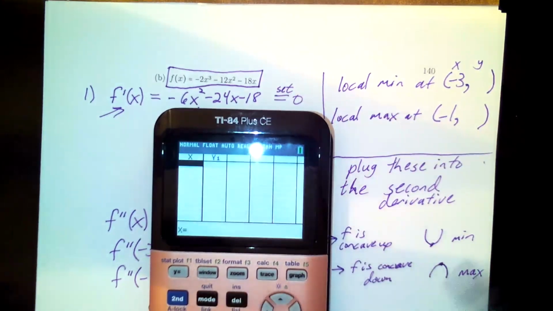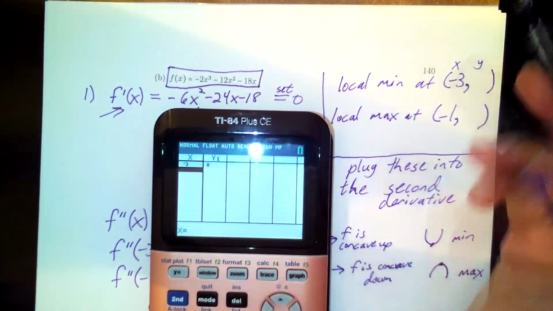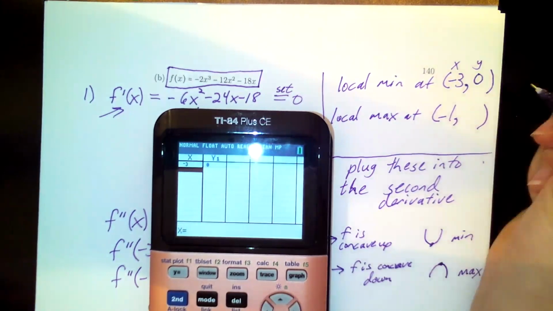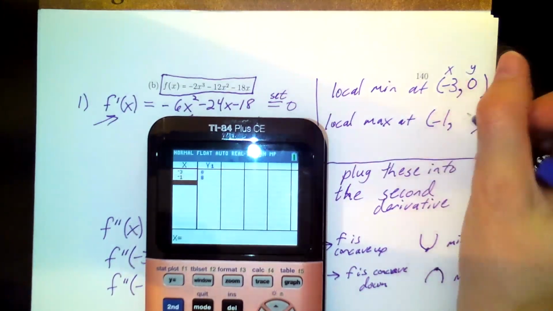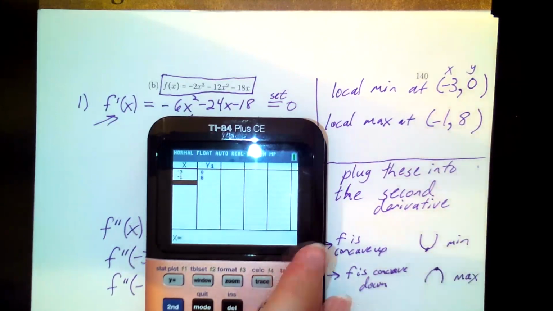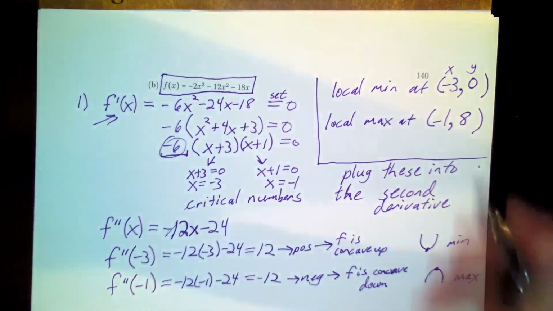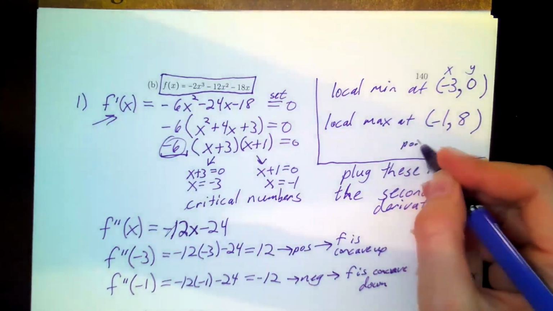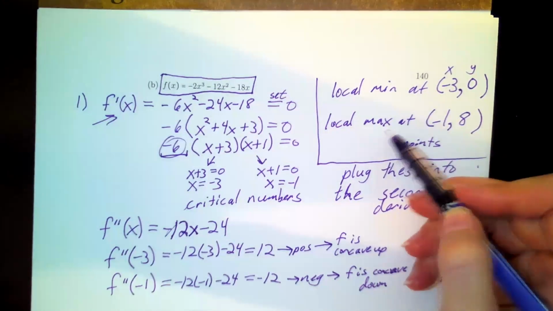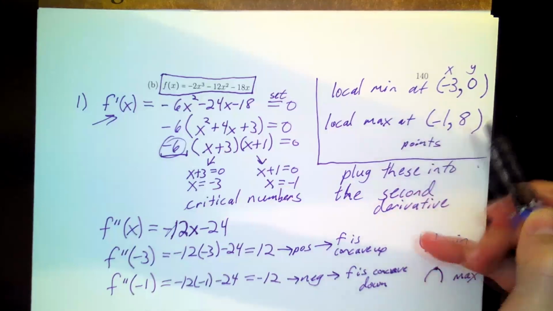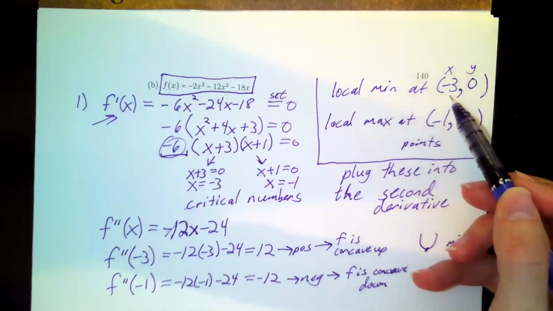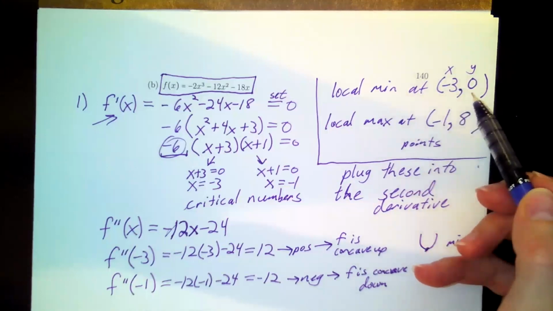Go back to our table. Delete some of our old stuff. Plug in negative 3, we get a y value of 0. Plug in negative 1, and we get a y value of 8. So these are my points that you can plot. We'd say there's a local maximum at negative 1, and the local maximum is 8. There's a local min at negative 3, and the local min is 0.